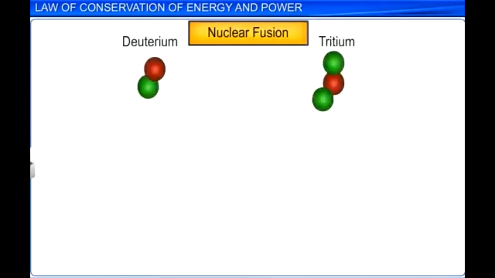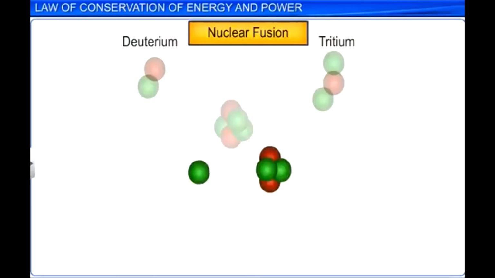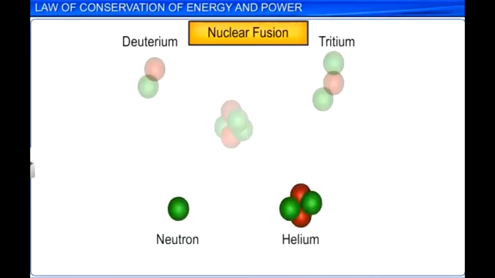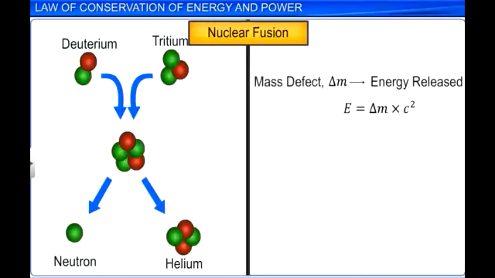In a nuclear fusion reaction, lighter nuclei fuse to form a heavier nucleus. This fusion is accompanied by the release of a large amount of inherent energy in accordance with the mass-energy equivalence relation. In nuclear fusion too, there is a mass defect which accounts for the amount of energy released according to E is equal to delta M into c square.